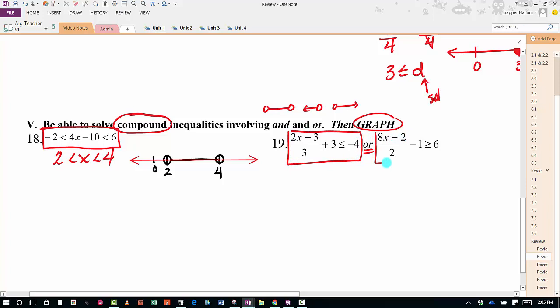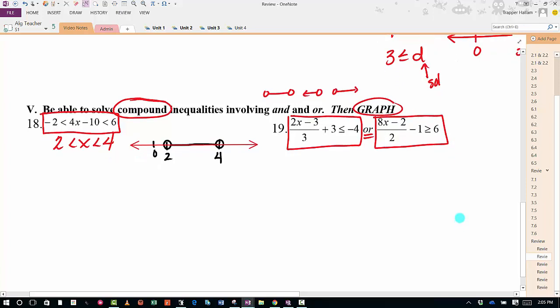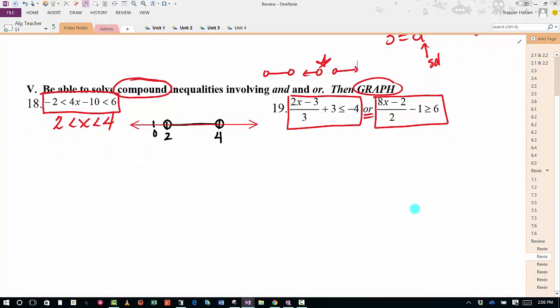We're going to solve the left set of the inequality and the right set of the inequality, and treat it like two problems. When we're done, when we graph it, we should end up with something that looks like this. That's the gist of it. So let's go ahead and attempt to do that.